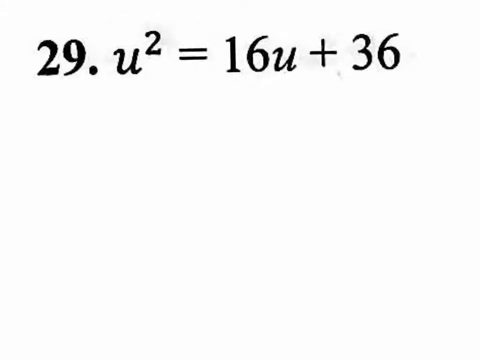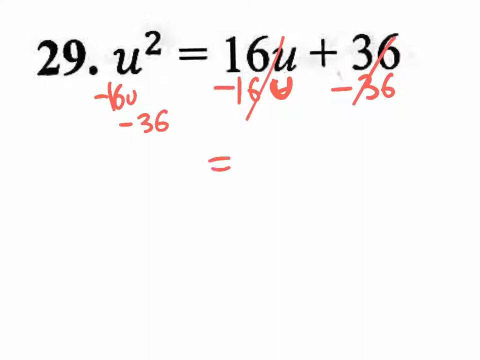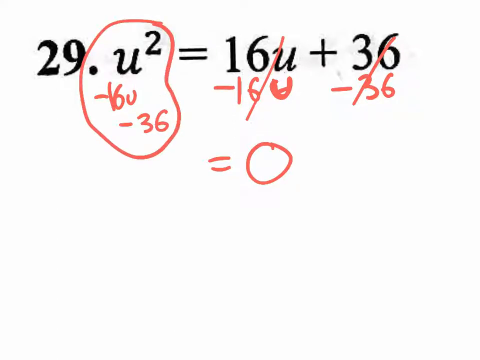Last one, we're going to subtract the 16u, and we're also going to subtract the 36. So we're going to subtract 16u and subtract 36. So this cancels, that cancels. You really do end up with equals 0. But then on the left side, you end up with this quadratic trinomial because you can't really subtract anything. It's going to be u squared minus 16u minus 36 equal to 0. Does that make sense?